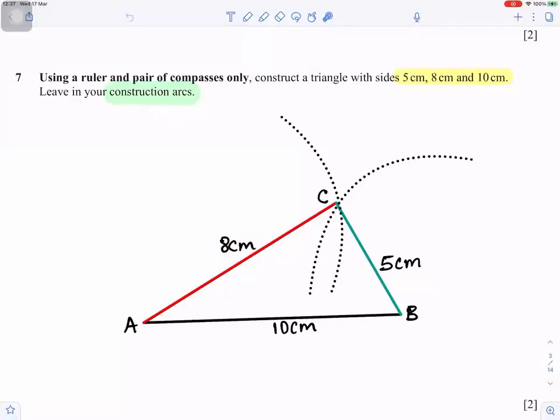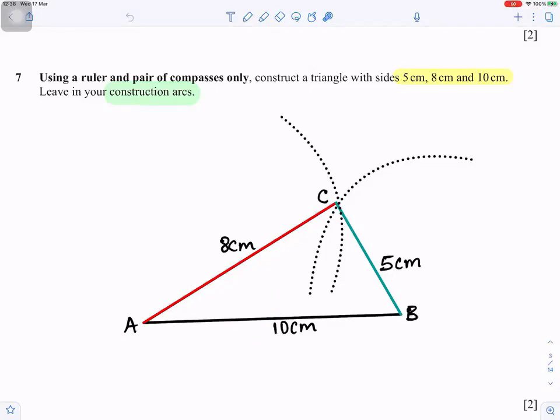And for question number 7, using a ruler and a pair of compasses only, construct a triangle with sides 5 centimeters, 8 centimeters, and 10 centimeters. Leave your construction line arcs. So you draw the 10 centimeter line with your ruler. See at the bottom the AB.